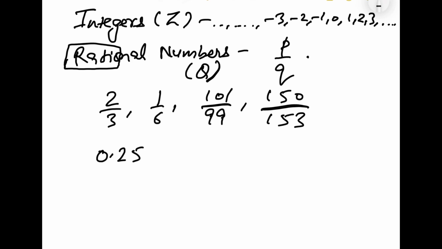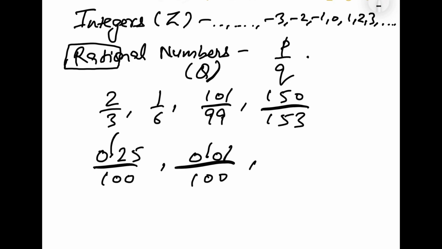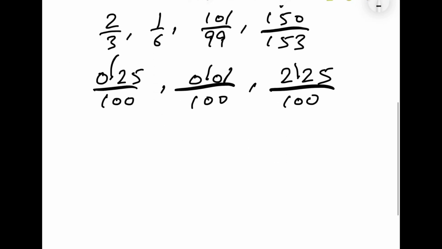It is also a rational number. Why? Because we can also write it like this. So it is a rational number. It is in P upon Q form. 0.01 is also a rational number. Why? We can write it like this. Okay. Take another example. This is also a rational number. Why? We can also write it like this. Okay.